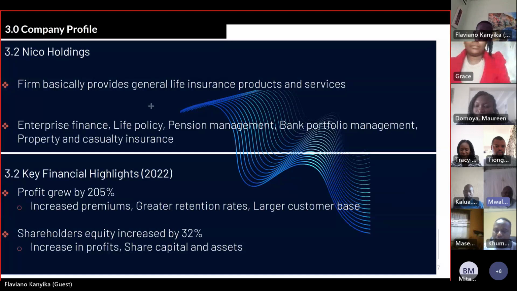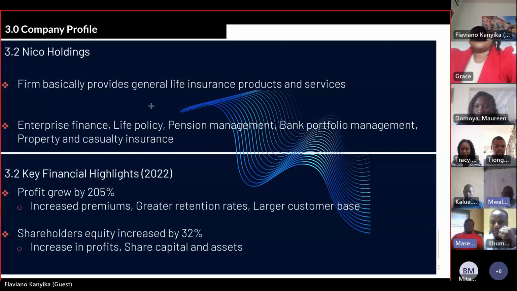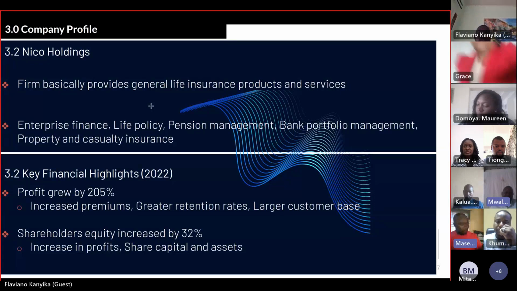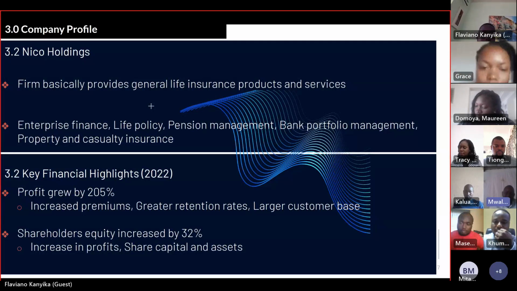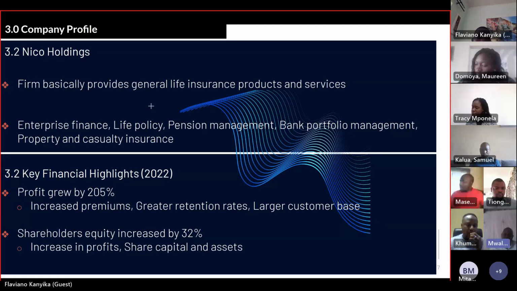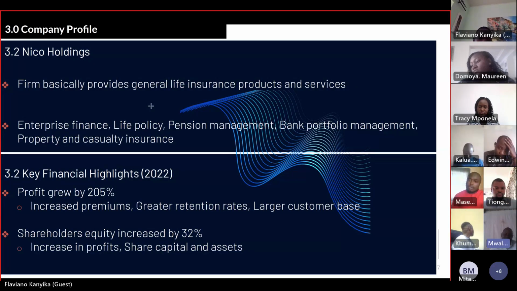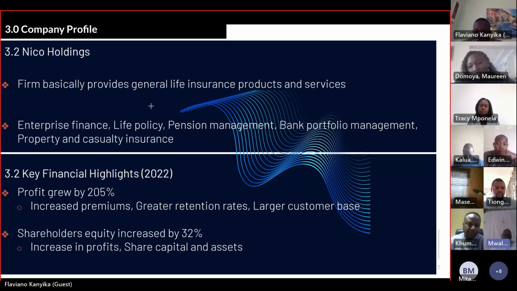In terms of Nico Holdings, it also operates within the very same category. Basically, it provides life insurance products and services, which also does life policy, pension management, bank portfolios management, and the casualty insurance.